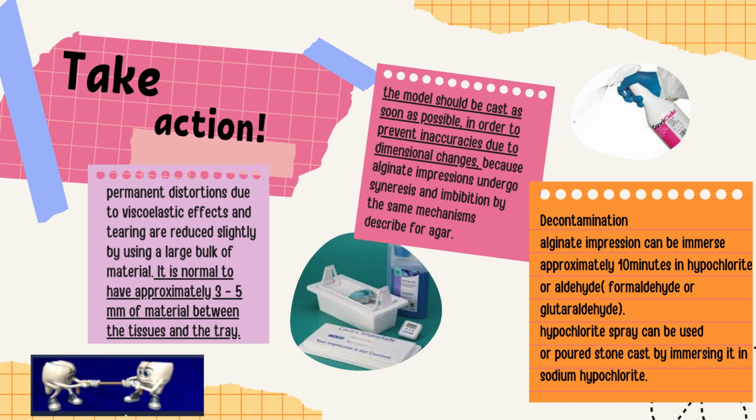Because alginate impressions undergo syneresis and imbibition by the same mechanisms described for agar, for decontamination, alginate impression can be immersed approximately 10 minutes in hypochlorite or aldehyde. More options are formaldehyde or glutaraldehyde. Hypochlorite spray can be used, or the poured stone cast can be disinfected by immersing it in sodium hypochlorite.